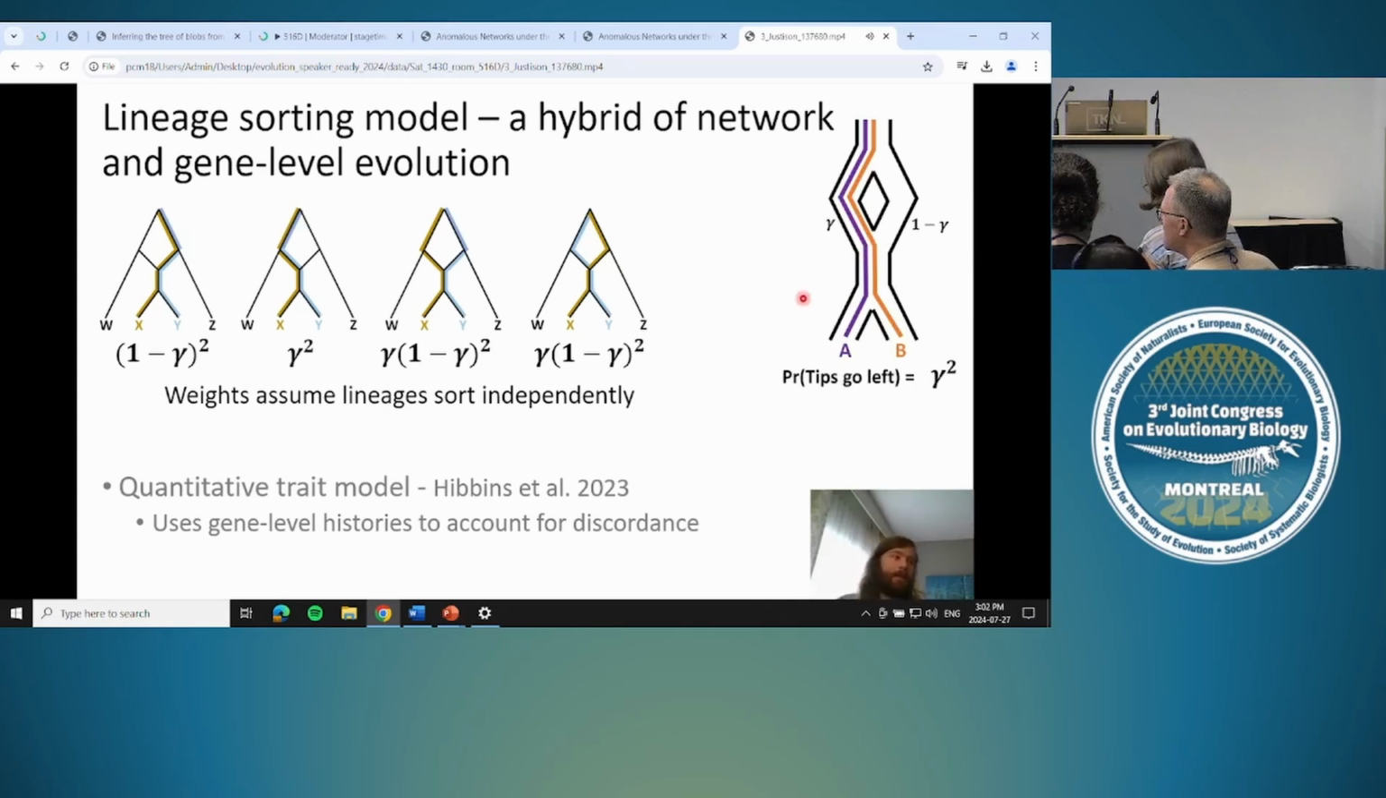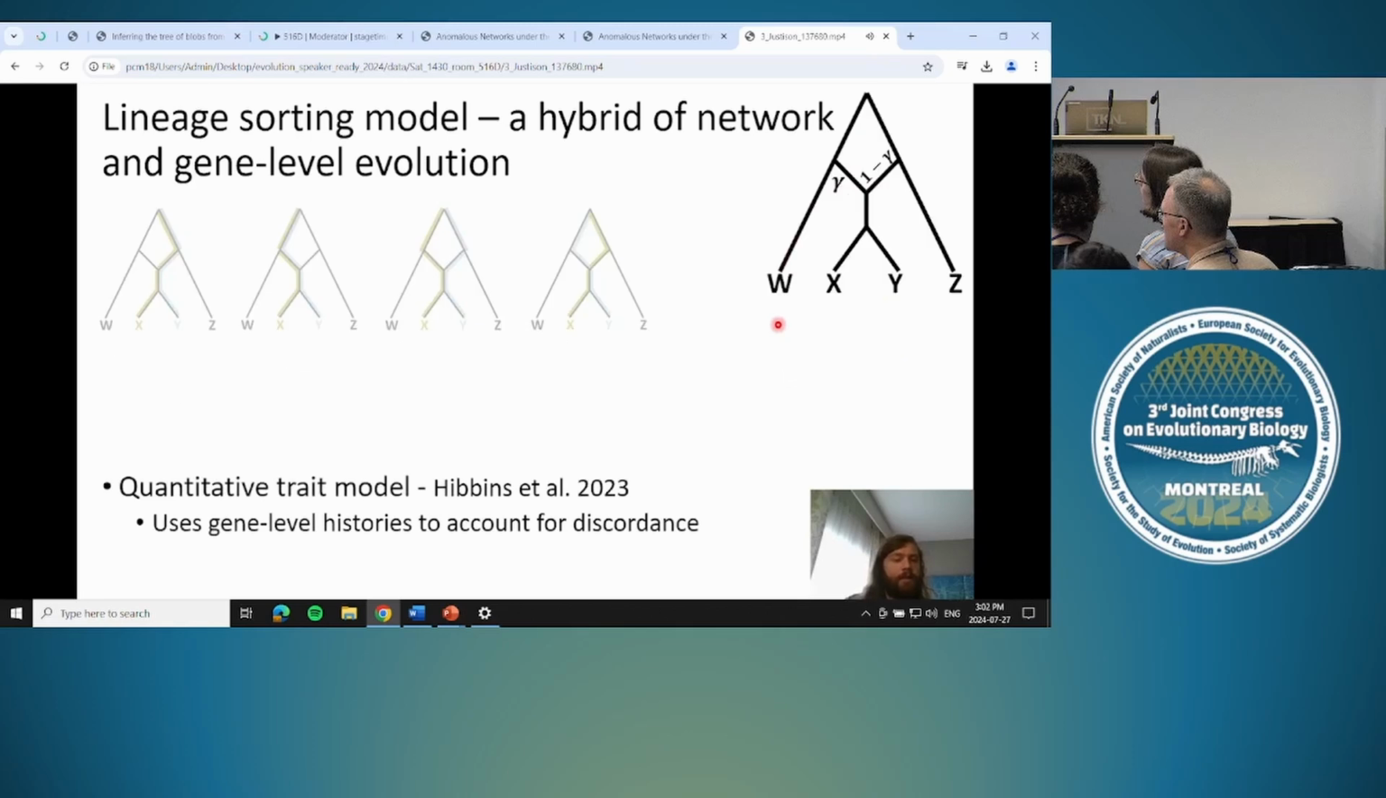And this might not always be the case. So if we think about things like incomplete lineage sorting or the coalescent, some lineages might coalesce prior to that hybridization event, and they're no longer independent of one another. And this can actually affect these weightings.